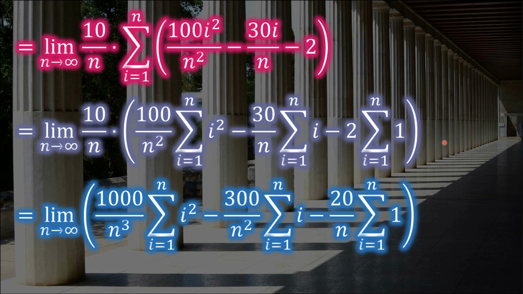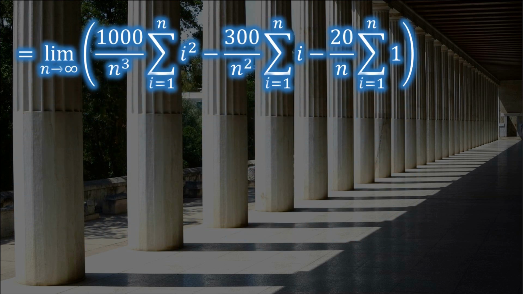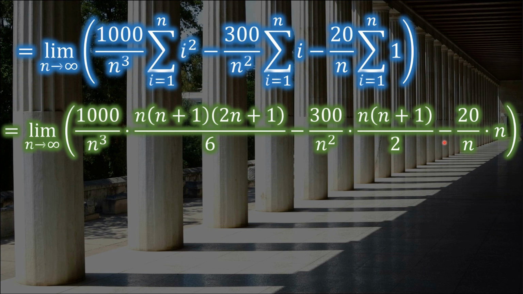Okay, now I know what each of these summations is. If you take the sum as I goes from 1 to n of I squared, you get this whole business. The sum as I goes from 1 to n of I is just this, this good one. And the sum as I goes from 1 to n of 1 is just n. So that one we know.